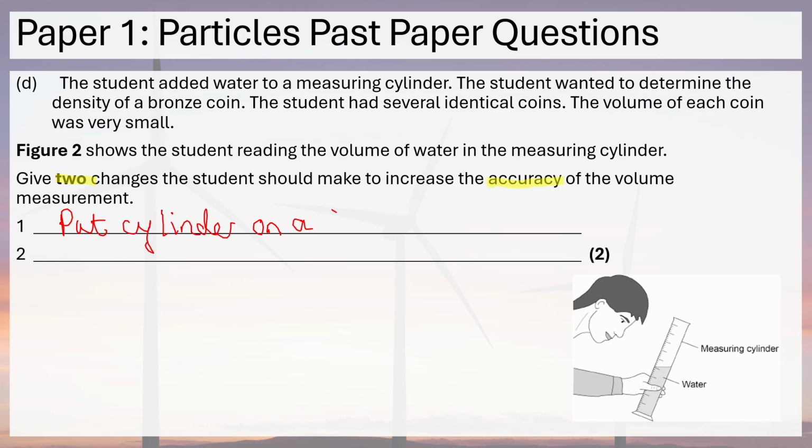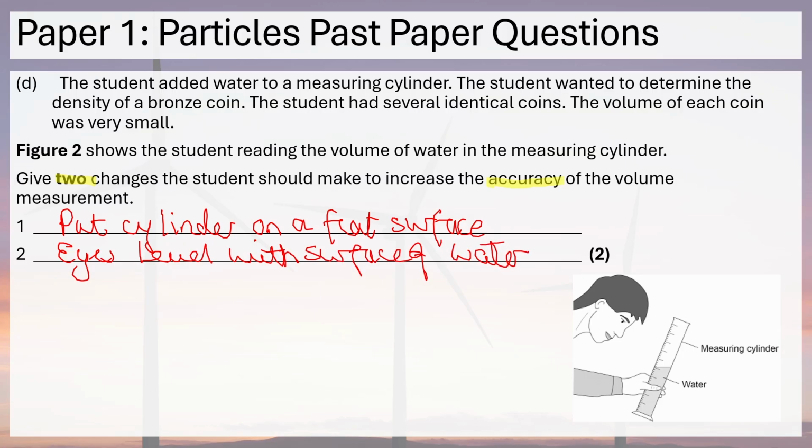As we can see there, the surface of the water is tilted. And then secondly, something about bringing our eye down to the water level. Okay, so we need our eye level with the surface of the water. So there's our 2 points there.